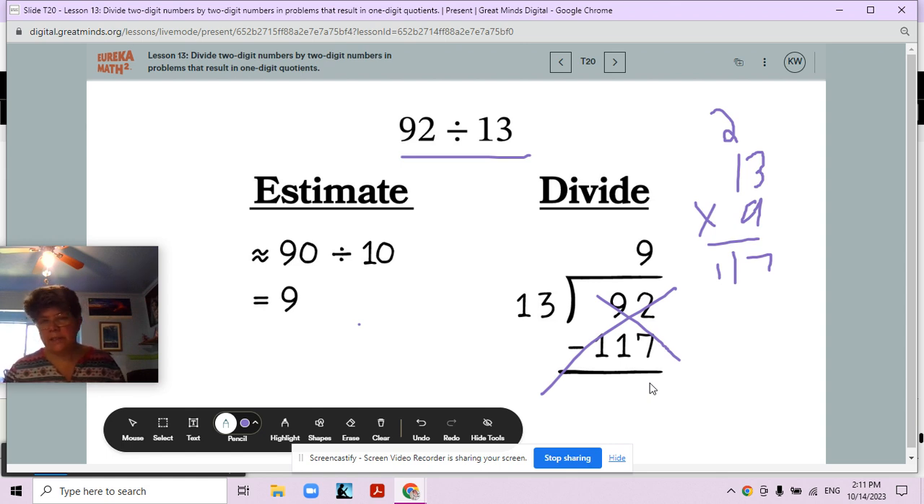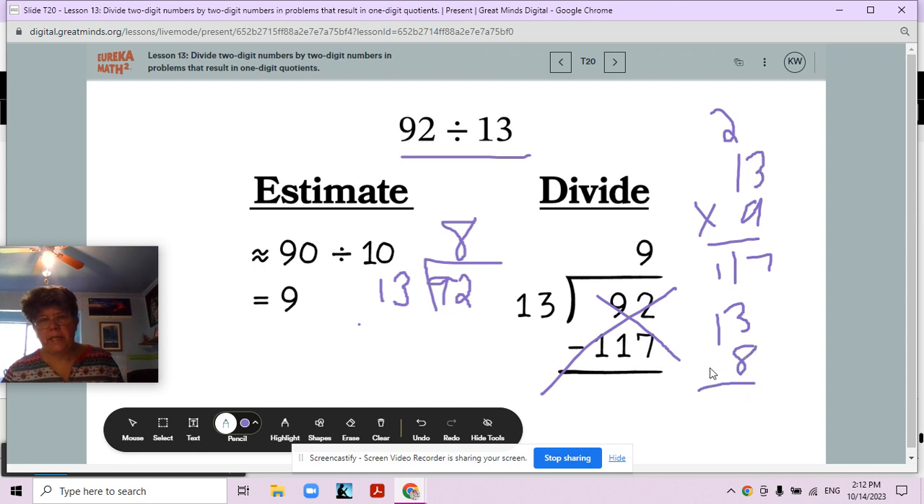So in our last problem, our number was too small. Now our number is too big. So what are we going to do? We're going to do 92 divided by 13. And instead of 9, we're going to use 8. All right. Our estimate is a little too high. Can that happen? Sure. Let's see what 13 times 8 is.